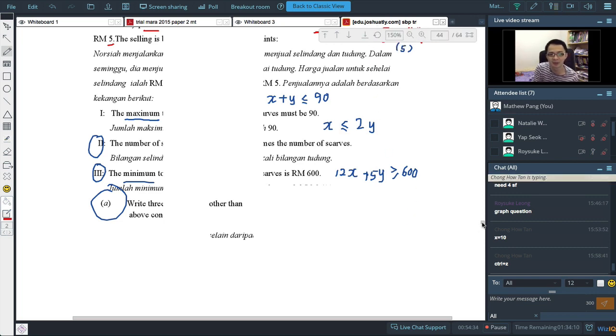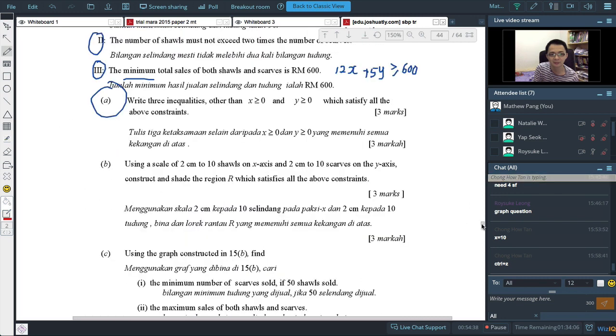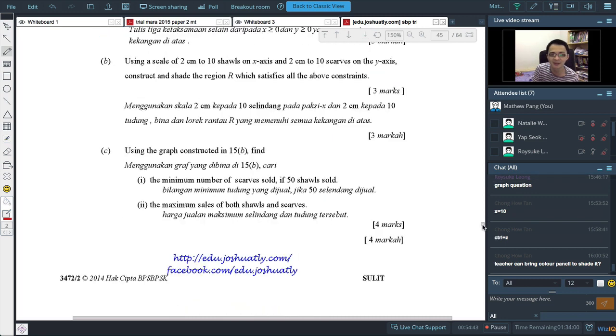Okay, then what we do over here, it will be part C. He asks you to find the minimum number of scarf if 50 shoes are sold. So I know this one is basically x. That means when x equals 50, what is your y value? This is the question one. So I will go in here to find when x equals 50.